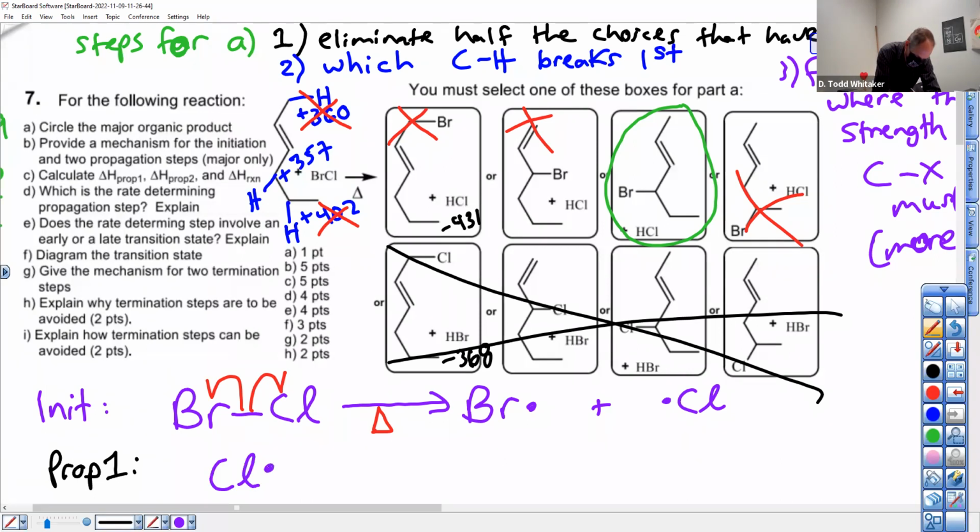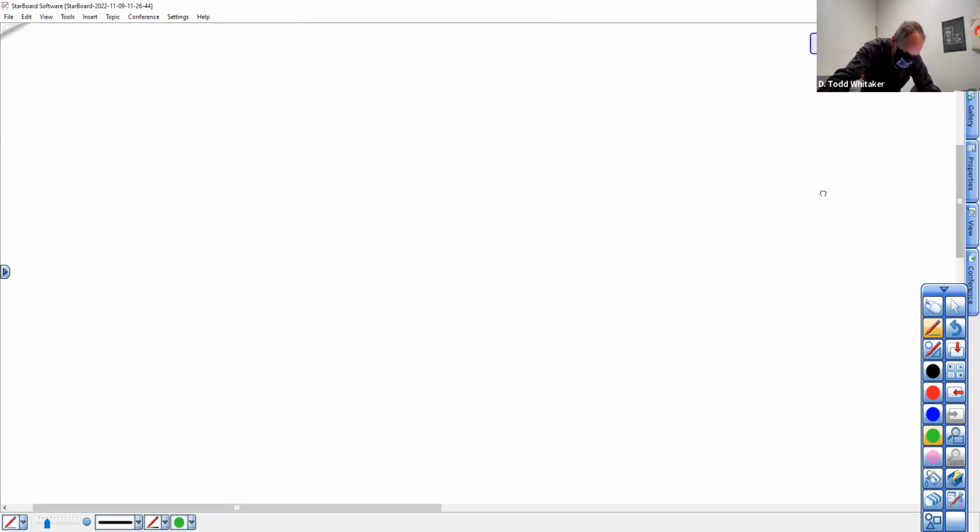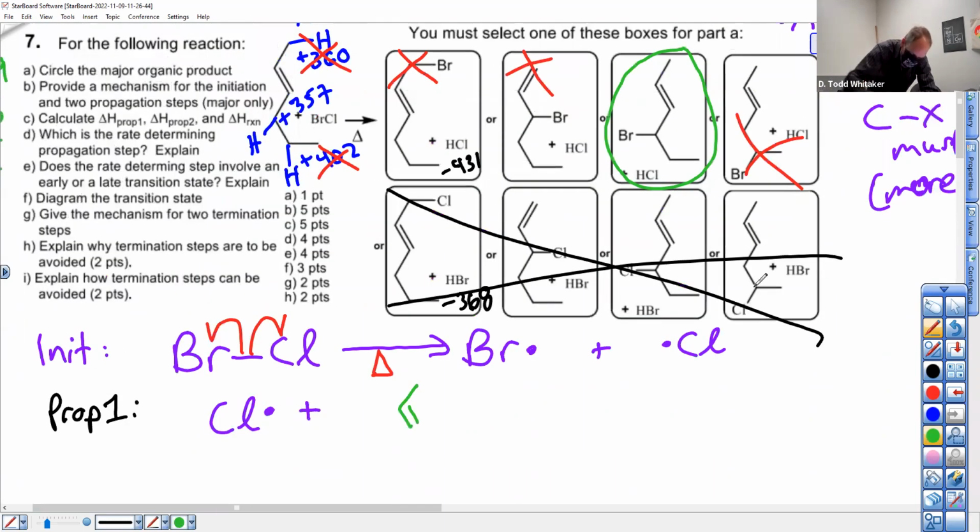Cl dot's going to take the H from the correct position on this molecule here. Sorry about that. I needed to see my circle in green. And the H is right there, isn't it? For the green circle, it's that H, right? The 357. And you do a hookup. This hook meets this hook. The other half of the hook forms a very stable allylic radical.